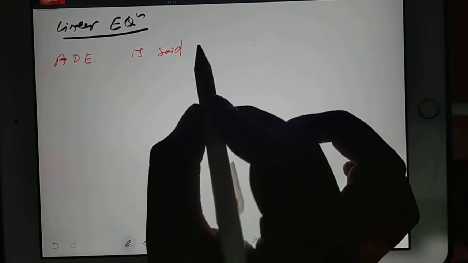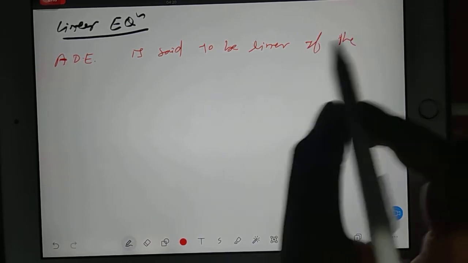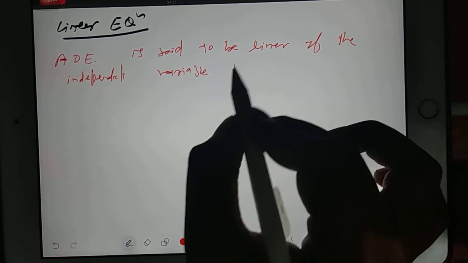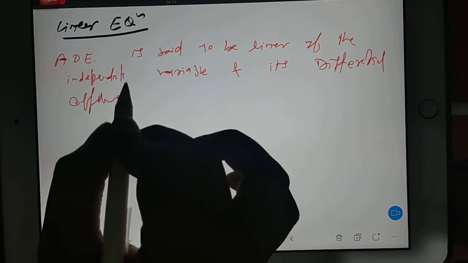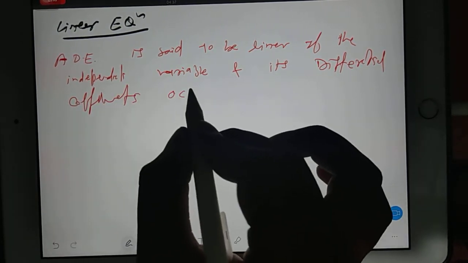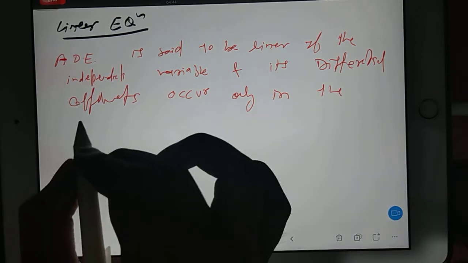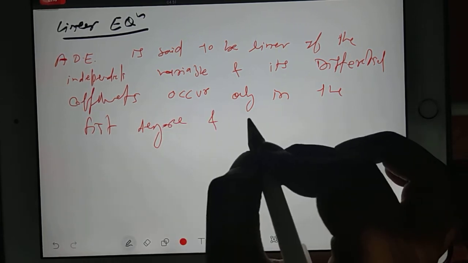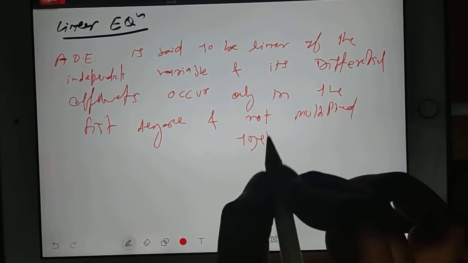Take down. A differential equation is said to be linear if the independent variable and its differential coefficients occur only in the first degree and are not multiplied together.